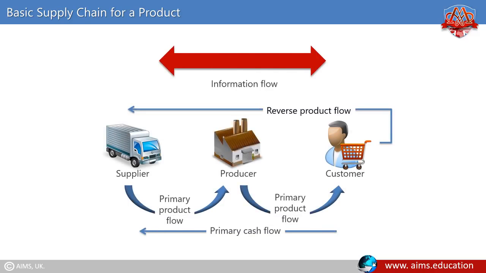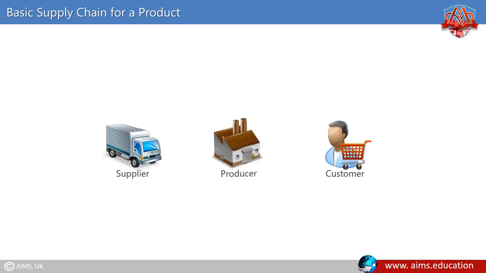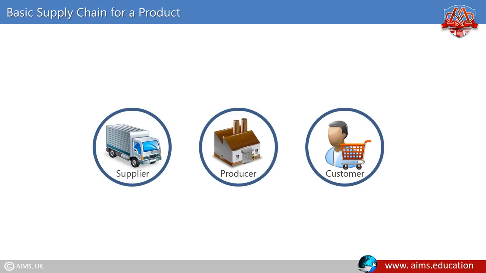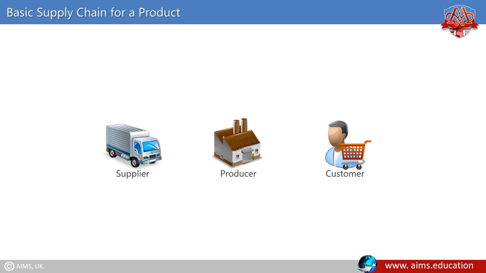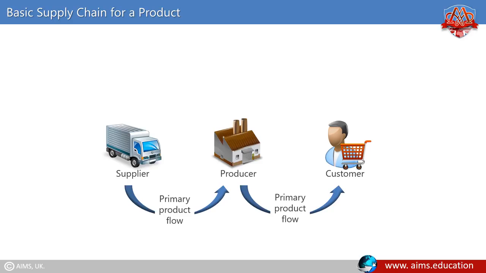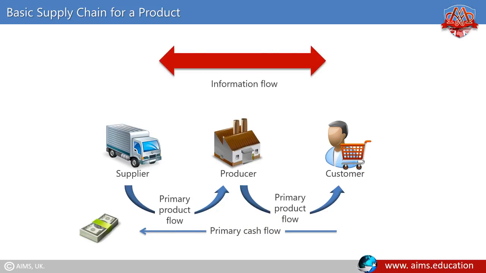The below figure illustrates a very basic supply chain with three entities: a producer with one supplier and one customer. Four basic flows that connect the supply chain entities together are as follows. Flow of physical materials and services from suppliers to the end customer. Flow of cash from the customer to the raw materials supplier. Flow of information back and forth along the chain. And reverse flow of product returned.